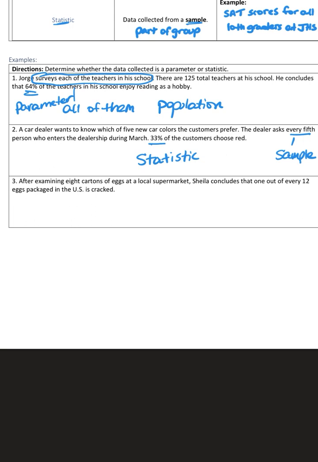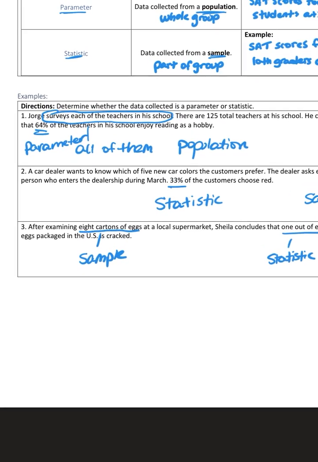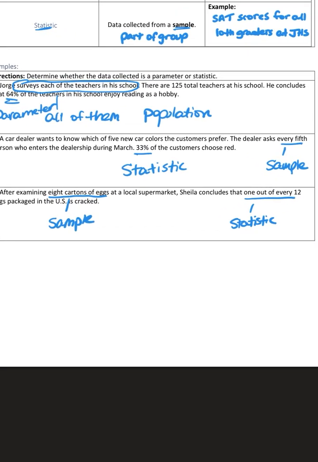All right, and then after examining 8 cartons of eggs at a local supermarket, 8 cartons of eggs is just part of the eggs. She concludes that 1 out of every 12 eggs packaged in the U.S. is cracked. So she surveyed 8 cartons, so that would be a sample. So 1 out of every 12, that's going to be your statistic. Did I spell statistic right? Yep, okay, statistic, because it has to do with the sample.